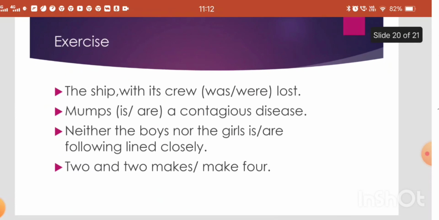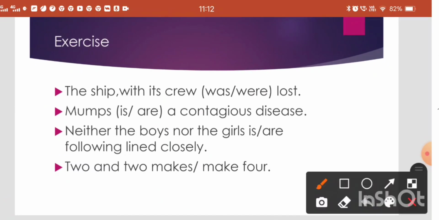Again, one more exercise. The ship with its crew was or were lost. So what is correct? The intervening phrase is with its crew, and the proper subject is the ship. Because it is singular, the verb will be singular. Mumps is or are a contagious disease. Mumps is, because the verb form is plural but singular in meaning, so it will take a singular verb.